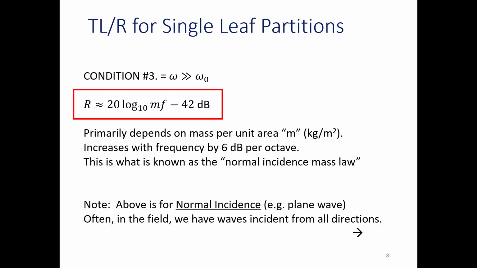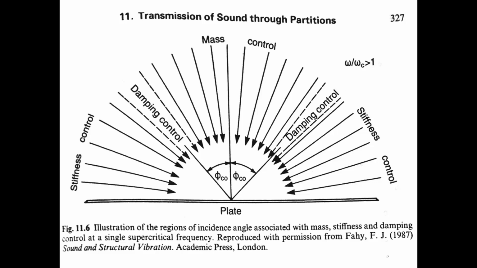So this last note here, I'm just pointing out again that this is for normal incidence, but often in the field we have waves that are incident from all directions, so we need to adjust this for that. This figure from the reading material lets us see it. So this is that condition we were just looking at. When it's normal, the mass controls it. Then as we move away from normal, we have a region where the damping controls it, and then we have a region where the stiffness controls it.